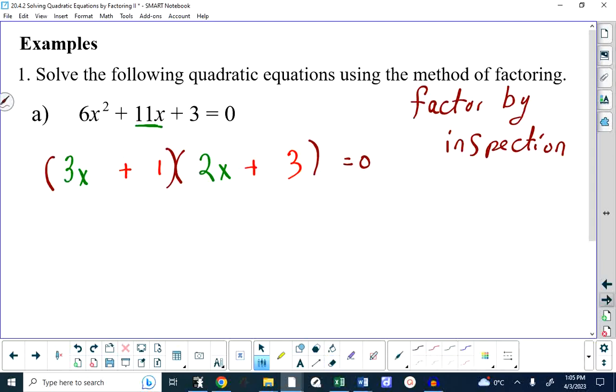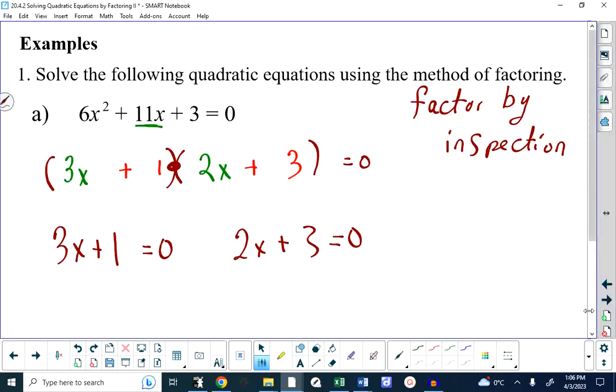Okay. So where do we go from here? We're not done. What we can do is say 3x plus 1 equals 0, or 2x plus 3 equals 0. Listen, the same thing is true. If the product of these two things is 0, then either one can be 0. Because if the first one is 0, 0 times the second one will make it equal to 0. So we solve these two.